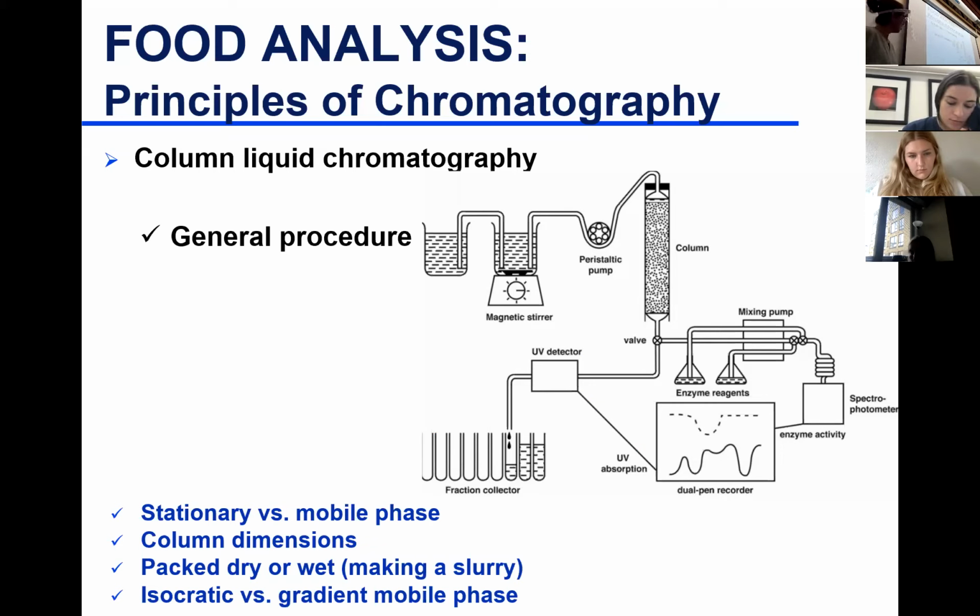Okay, so in column liquid chromatography, we have two types. We have low pressure column chromatography, and we have high pressure column chromatography. In low pressure column chromatography, it's mostly preparative. That means you run your sample and you run a lot of high concentration of the sample in an attempt to separate and collect enough amount for further analysis. So we call that preparative or semi-preparative chromatography.